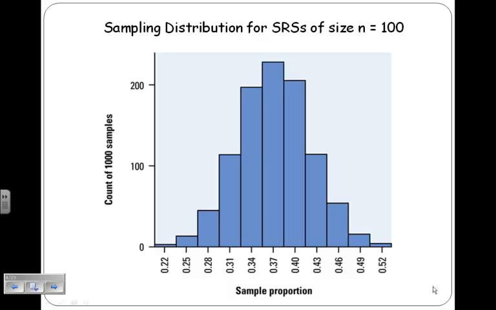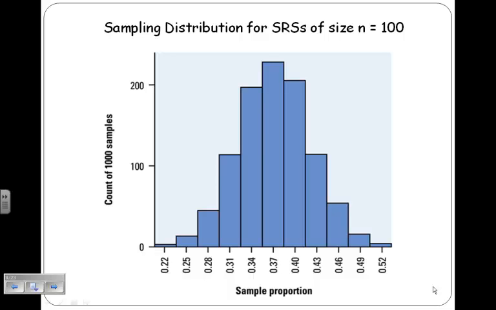So what you have here is a histogram. This is the sampling distribution for simple random samples of size n equals 100. So it took the 1,000 different samples, and every spot on the histogram represents one sample. You can see that maybe 5 of the samples had a 22% proportion. A couple of the samples had like a 10%. It looks like about 110 of the samples had 31%. 200 samples had 34%. So that is a selection of all of them, and you can get an idea of what that looks like.